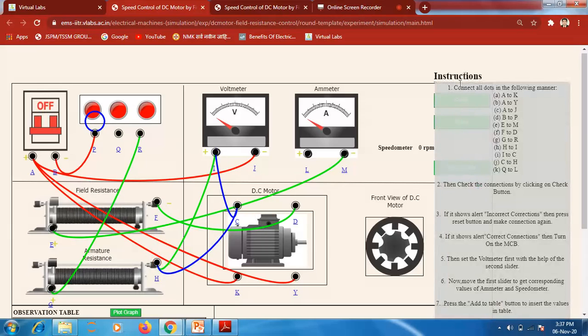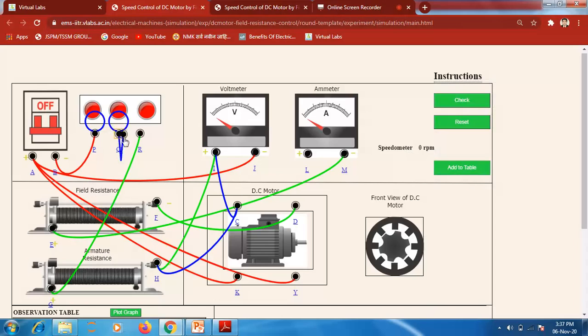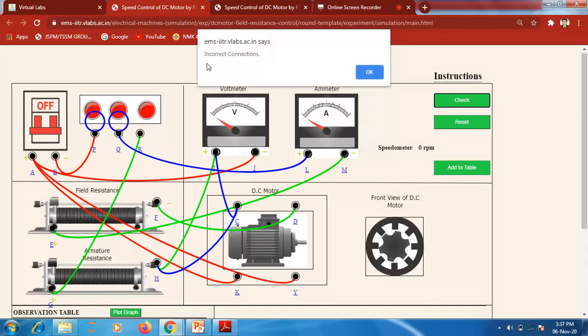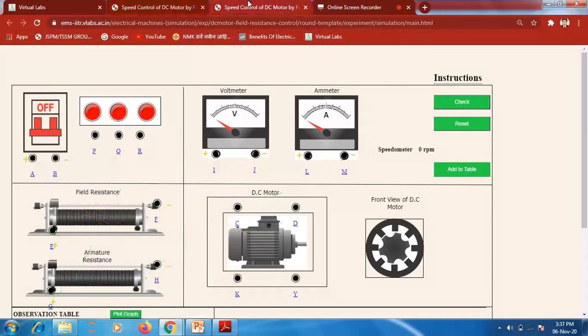Then Q is connected to the point L. Q point is connected to the L over here. So I think connections are over. So I'm just checking. Okay.